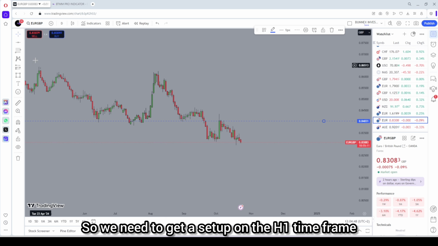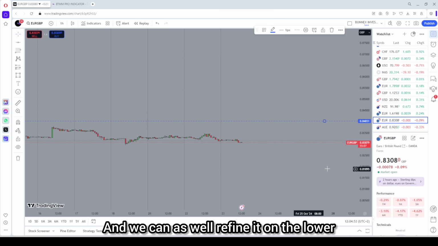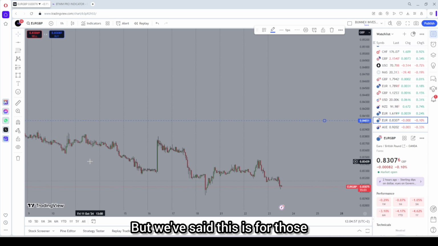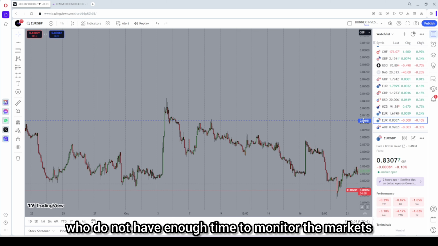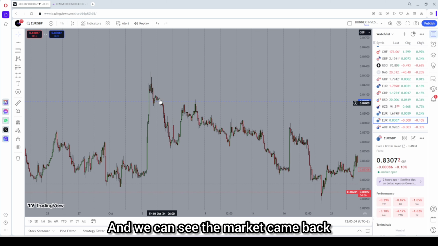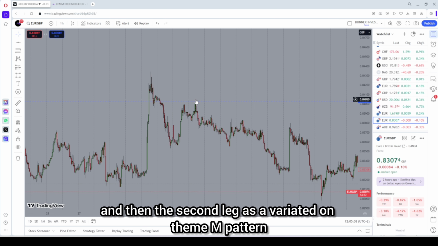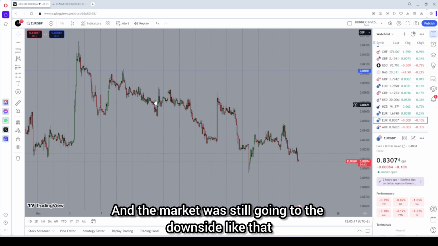So we need to get a setup on the H1 time frame, and we can refine it on the lower time frames like the M15, but we've said this is for those who do not have enough time to monitor the markets. We can see the market came back, created the first leg and then the second leg as a variation on the M pattern. This was the rightful point of entry, and the market was still going to the downside like that.